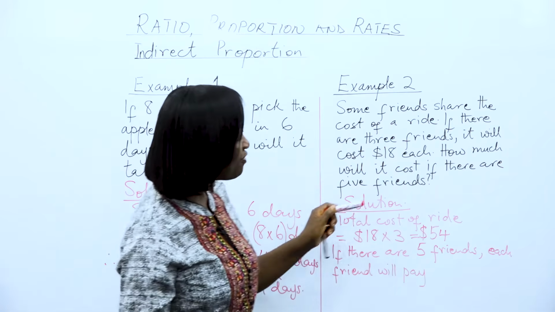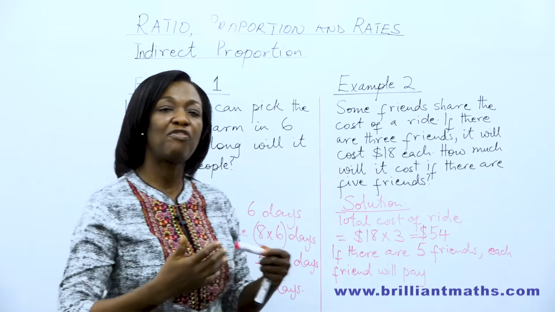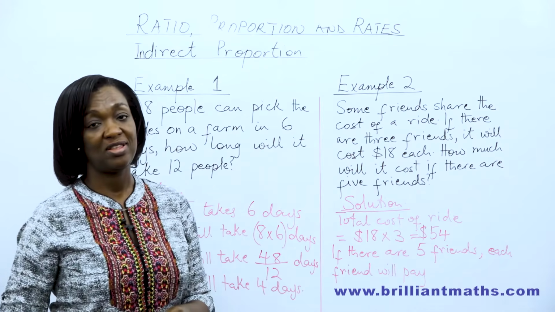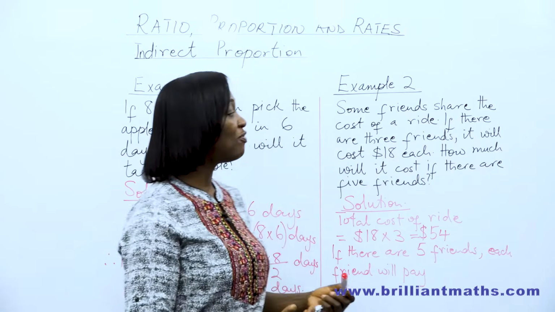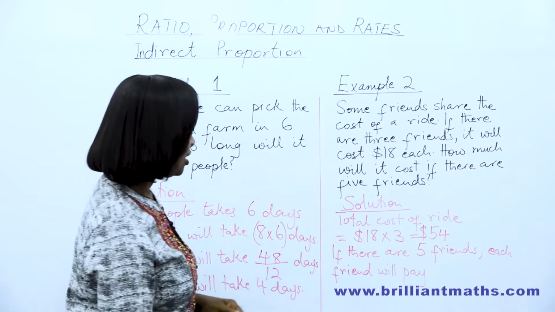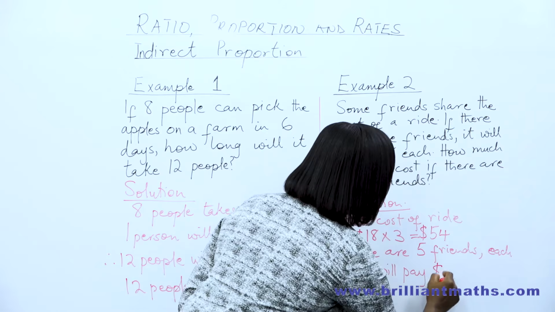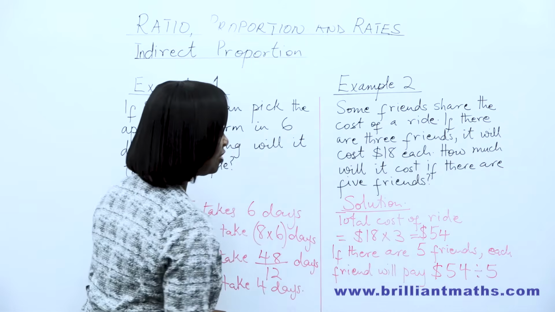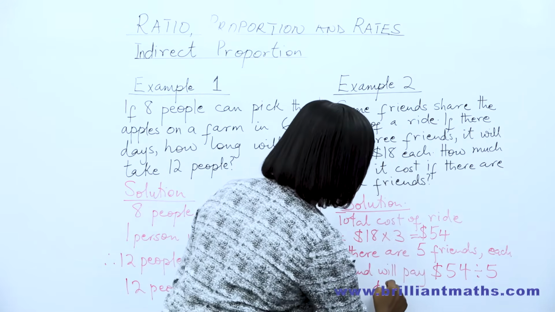If there are 5 friends, how much will each friend pay then? So you see the number of friends are increasing, so the cost is going to reduce. That is an example of indirect proportion. The number of friends increase, and then the cost that each friend pays decreases. So if there are 5 friends, each friend will pay 54, that same total cost, divided by 5. So 5 into 5 is 1.